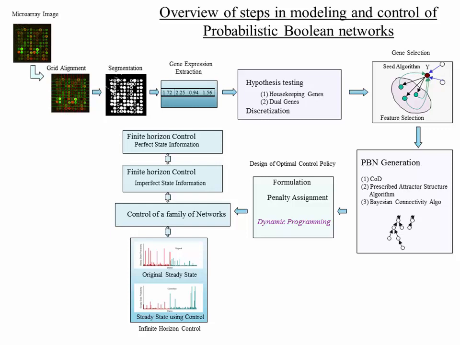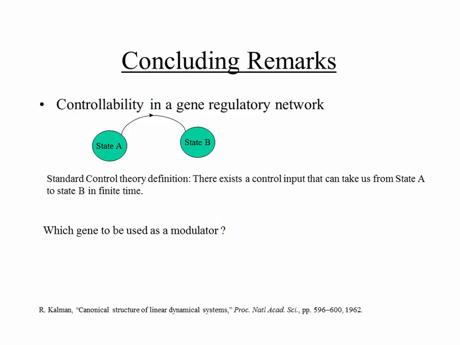Then you'll use dynamic programming, then finite horizon control, imperfect state information, then you'll do the original steady state and the new steady state. And at least in theory, you are able to solve this problem of trying to get the network to move from an undesirable state to a desirable one. Right. And here, again, this is a little bit old, but an issue is the controllability in gene regulatory networks, right? So which among those genes are you going to use to try to affect some phenotype?